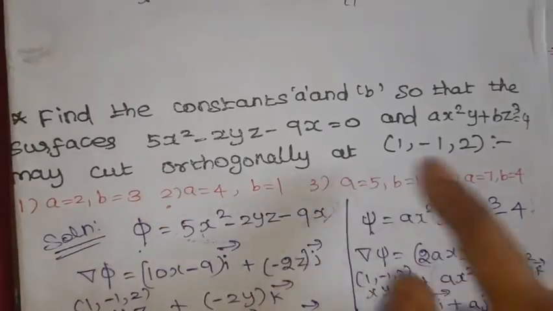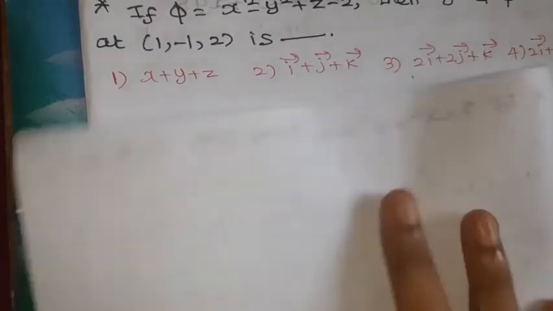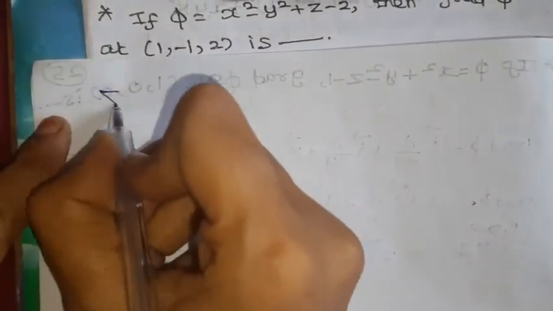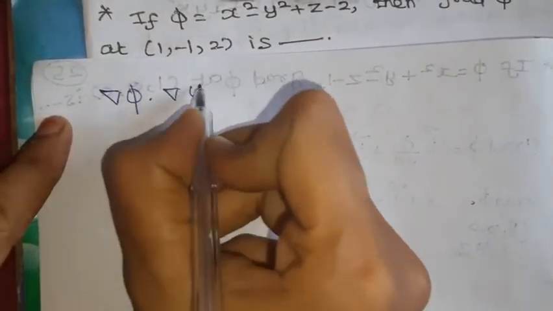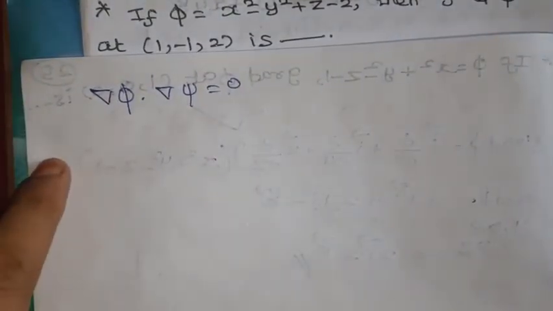The surfaces cut orthogonally at this point. Cut orthogonally means, what does it mean? Del phi dot del psi equal to 0. So just do the dot product, equate it to 0, and then find out the constants.